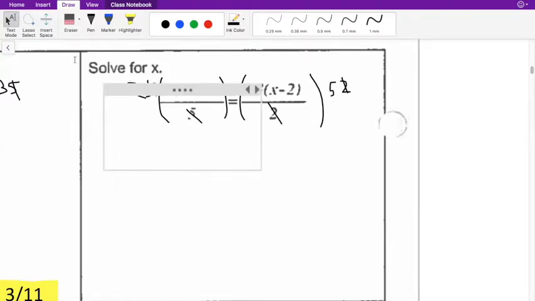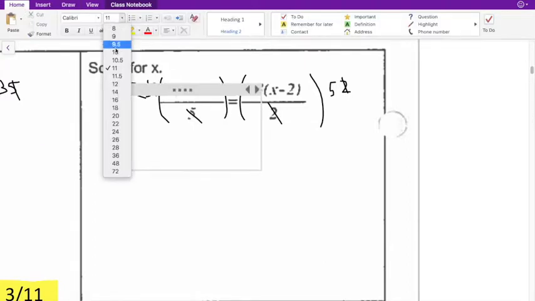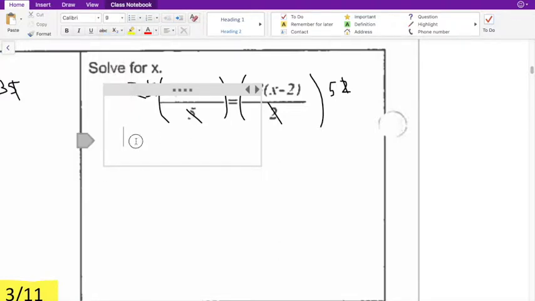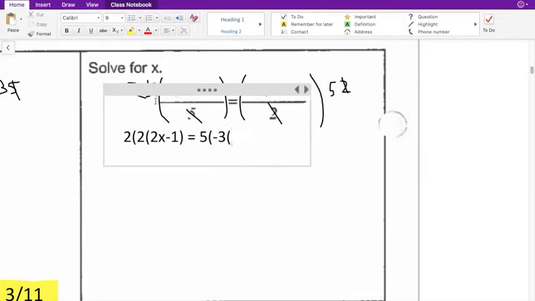So let's change this font a little bit so it's a little bit smaller so we can fit more in. So right now we have 2 bracket 2 bracket 2x minus 1 equals 5 bracket negative 3 bracket x minus 2. Double bracket there, and I forgot a double bracket there. You guys can all calm down about getting a buff because I caught my error.